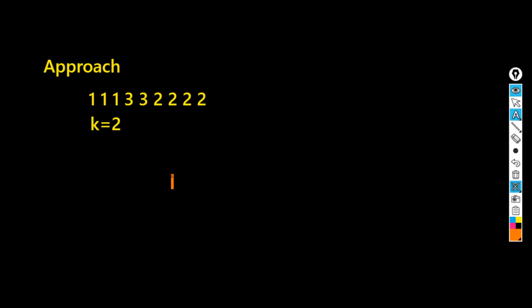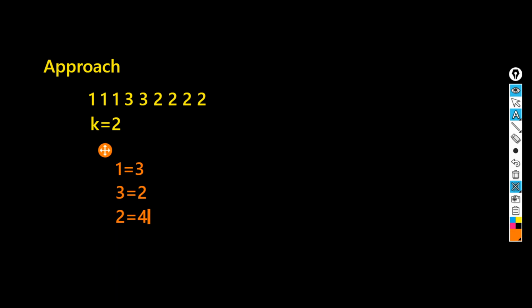For understanding the question, we will take this as an example in which the array is 1 1 1 3 3 2 2 2 2 2 and k is equal to 2. What we have to do is first count the occurrences. With the help of which data structure can we count? With the help of a map. So we'll make a map and count the occurrence of each: 1 will be equal to 3, 3 will be equal to 2, and 2 will be equal to 4.